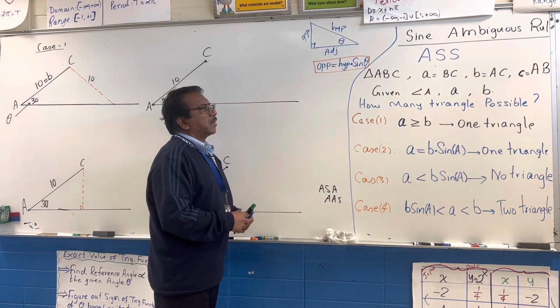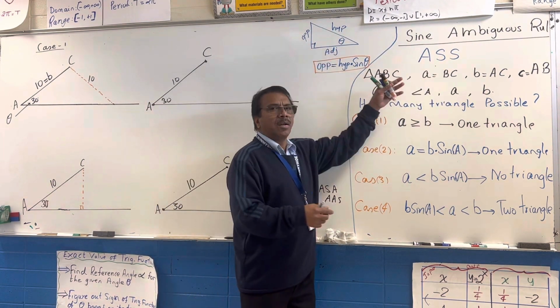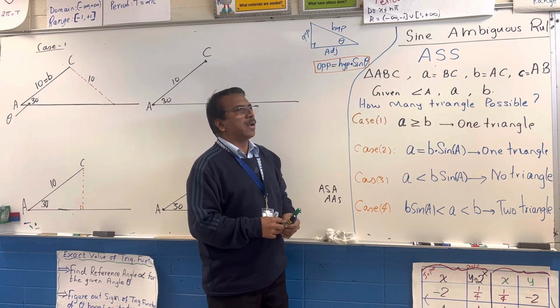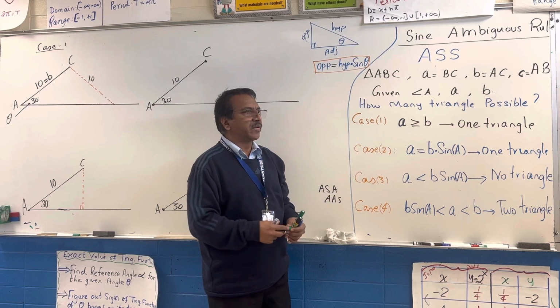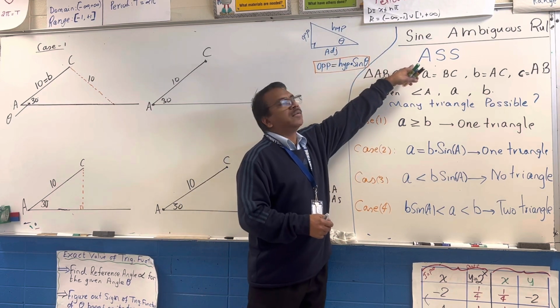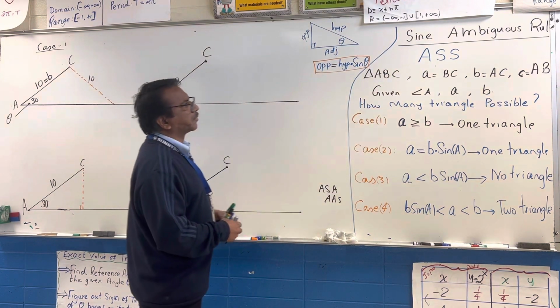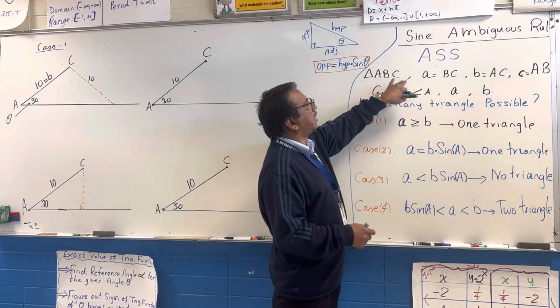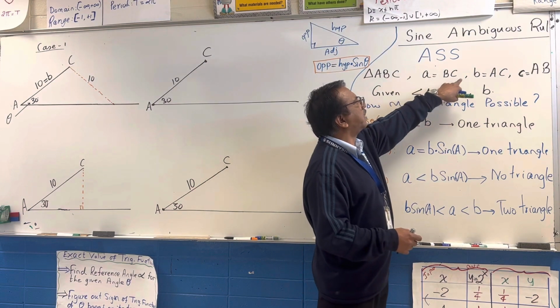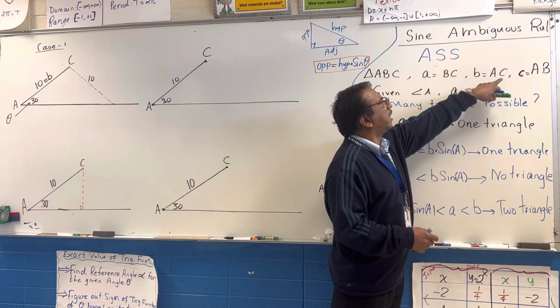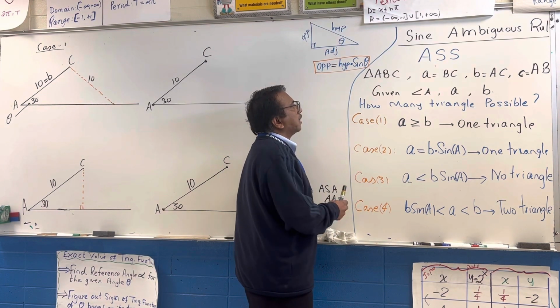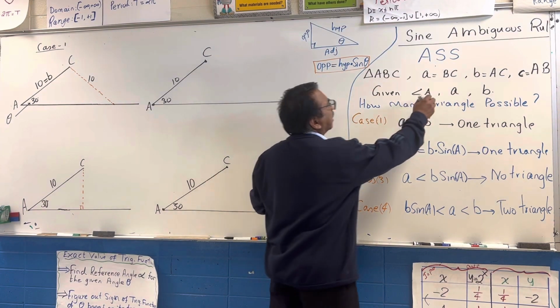I call this the sine ambiguous rule because there are a lot of cases, situations when one angle is given and two sides are given. So case one: if a triangle is ABC, lowercase a stands for BC, lowercase b stands for AC. All information is given, and what is mainly important is the angle A.